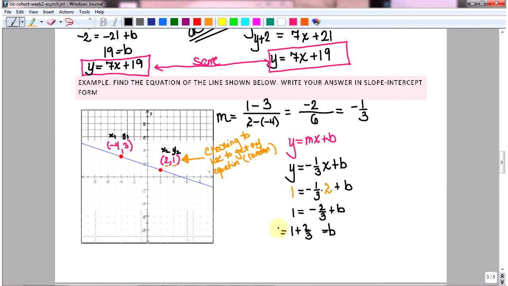1 is the same as 3 over 3. So that gives us 5/3. All right, so remember that's not your final answer. We're looking for an equation of a line. So our equation is y is equal to -1/3 times x plus our b value of 5/3.